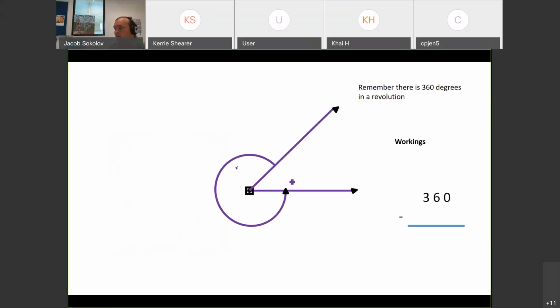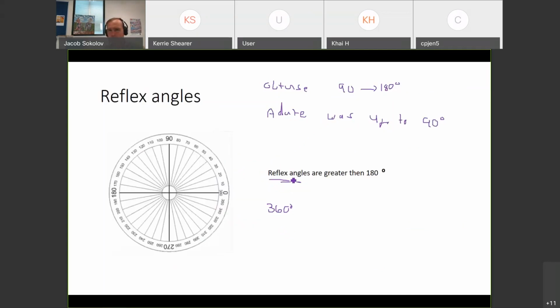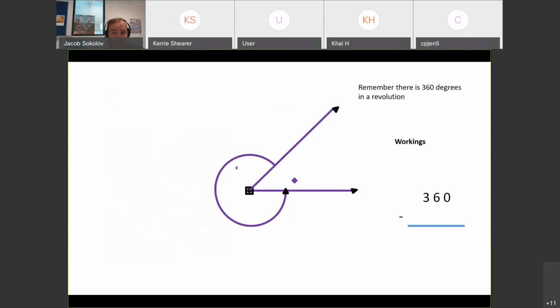My bad. All right. So guys, because some of you don't have 360 protractors, can I get in the chat who has a 360 protractor? Oh, look, Lexi has. Cooper does. Yeah. So a lot of you have the 180 protractors, and this is what we're going to be using.